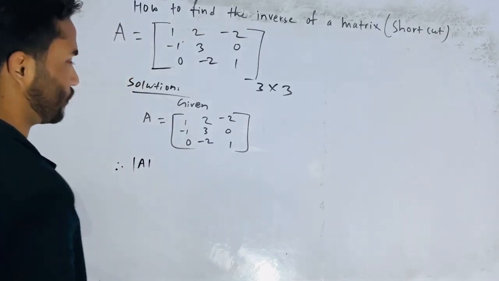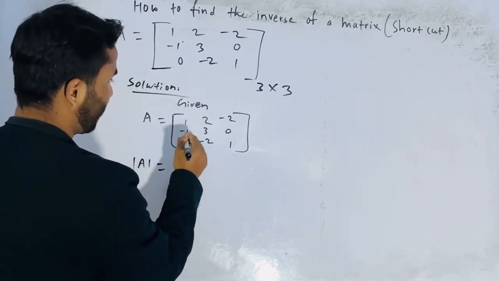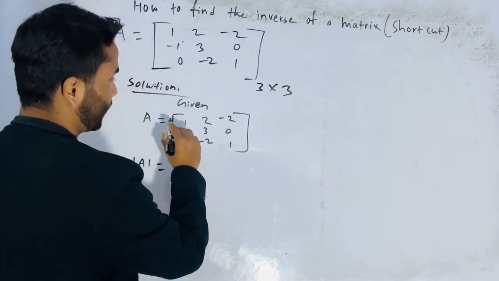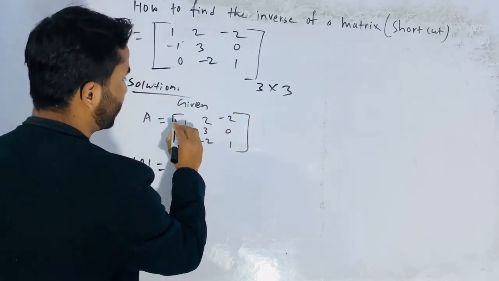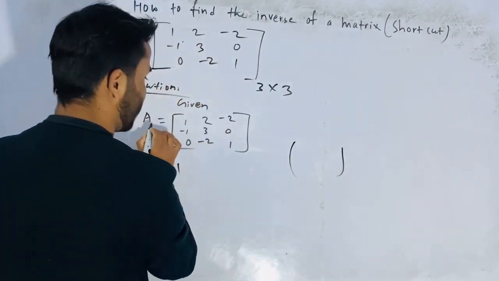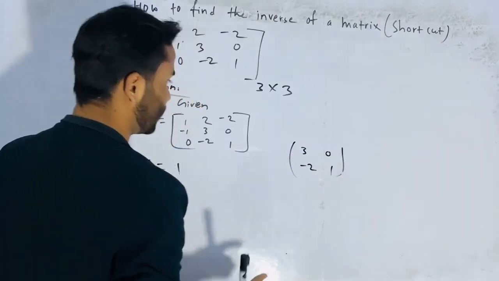So what is the determinant of A? First of all, take this 1. Then cancel this row and this column, which contain this one. So what will be remaining here? If you cancel this row and this column, you will get 3, 0, minus 2 and 1. So this will be remaining.